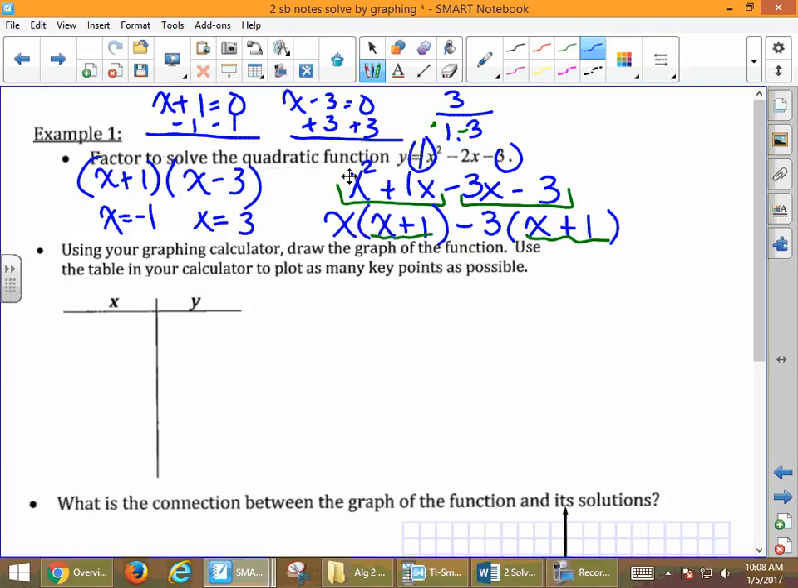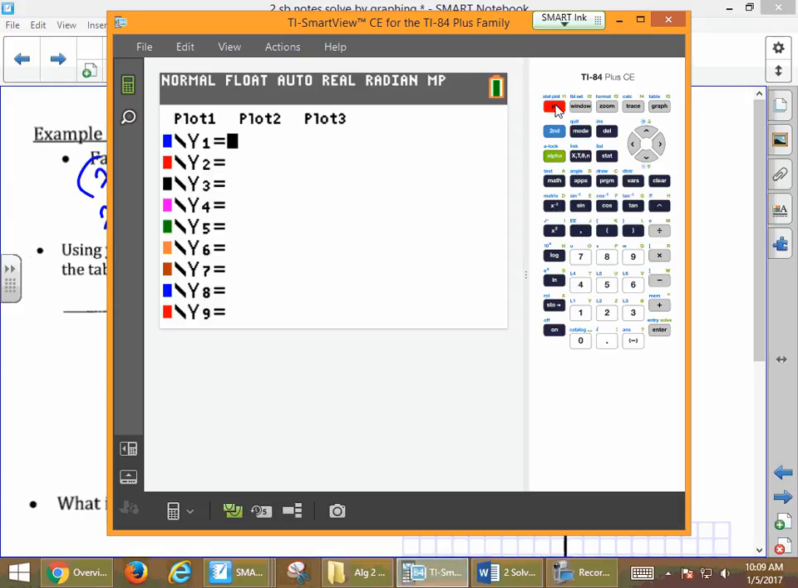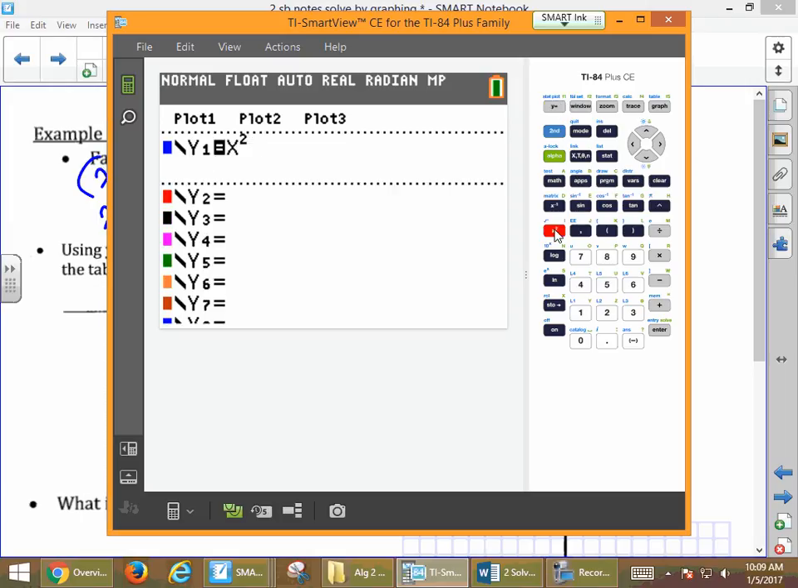I'm hoping that you're getting to a point where you don't have to necessarily show every little piece of work. Now, I like work, don't get me wrong, but I just don't think that you necessarily need to show every itty-bitty piece. But what we're going to do now is we're going to go to our calculators, and we're going to type this function in. So we're going to go on our normal screen. We're going to go to y equals, and we're going to type in x squared minus 2x minus 3, and let's look at the picture.